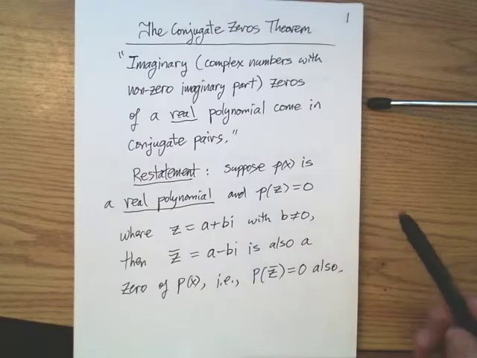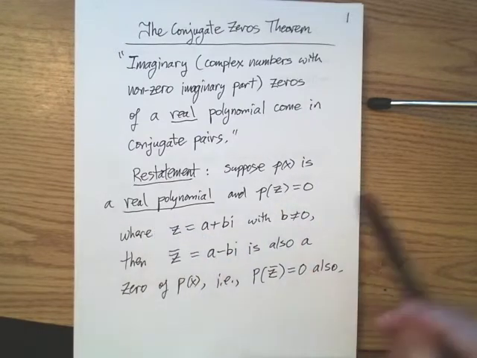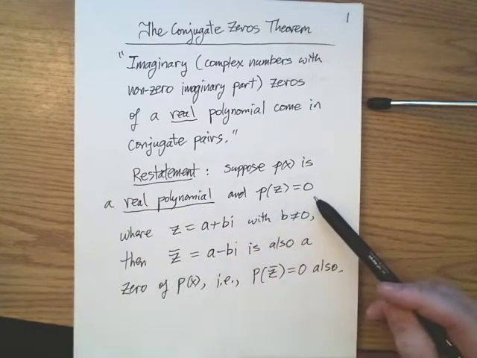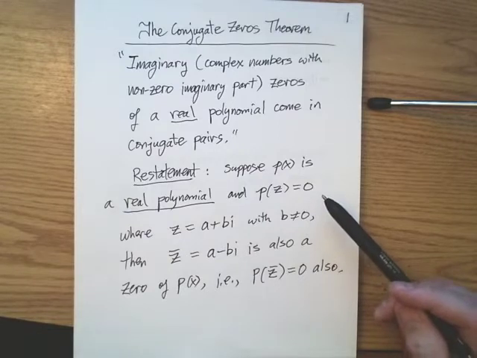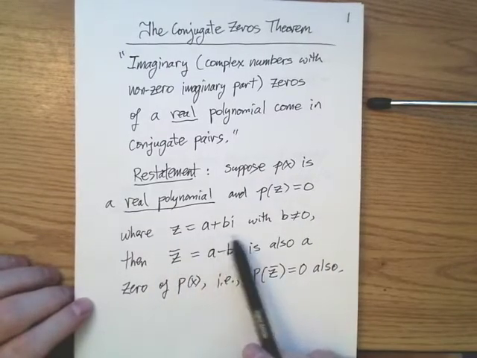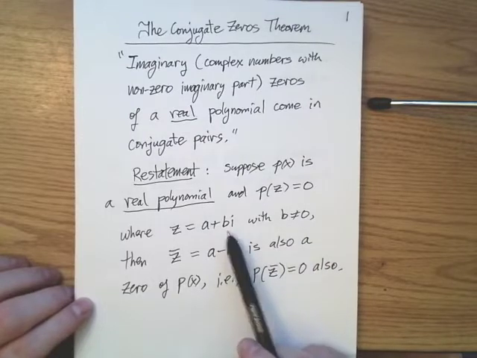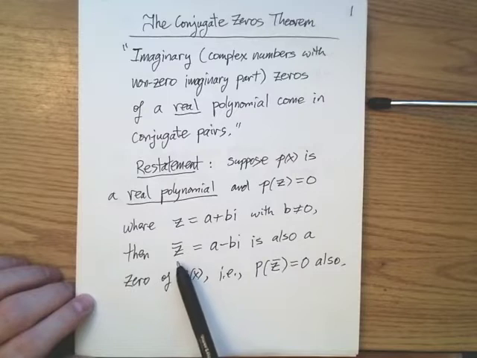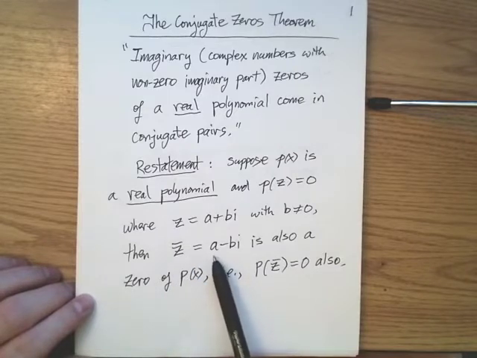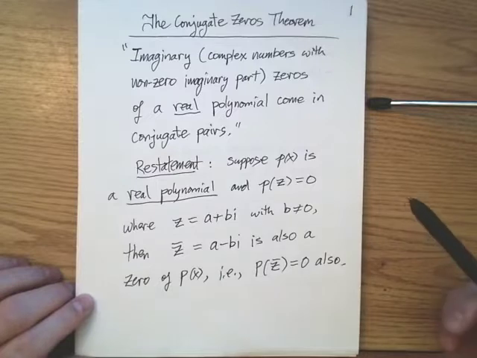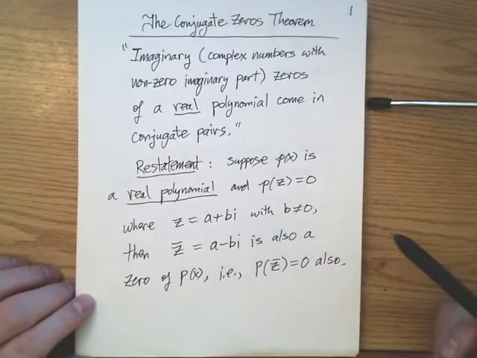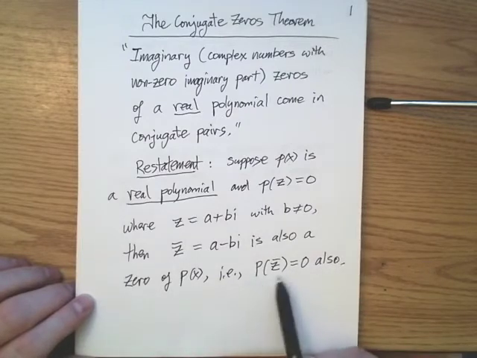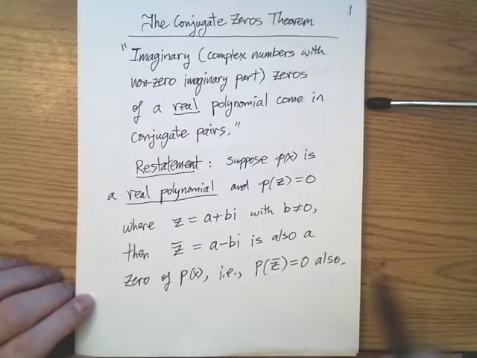Here's a restatement. Suppose that p of x is a real polynomial and p evaluated at z is 0. That makes z a zero of the polynomial p of x, where z is a plus bi, where b, the imaginary part here, is not 0. Then its conjugate, remember we had our notation with a bar on top, z bar, which would be a minus bi, the complex number where you change the sign on the imaginary part, is also a zero of p of x. That is, p evaluated at z bar equals 0 also.